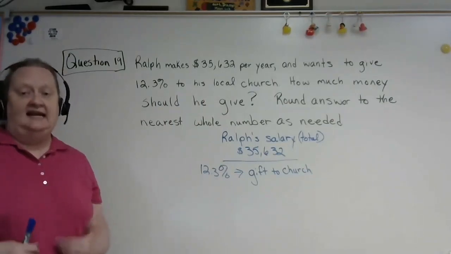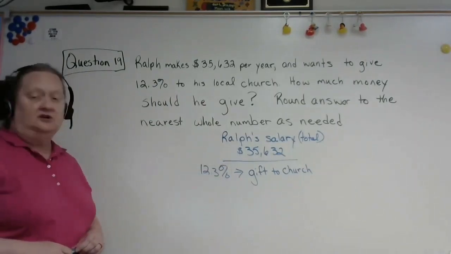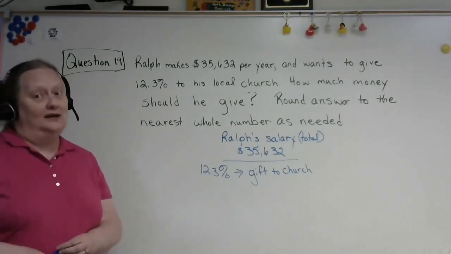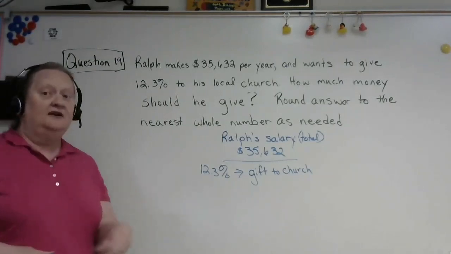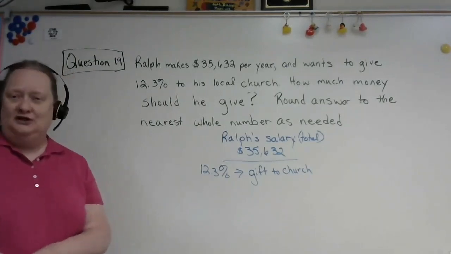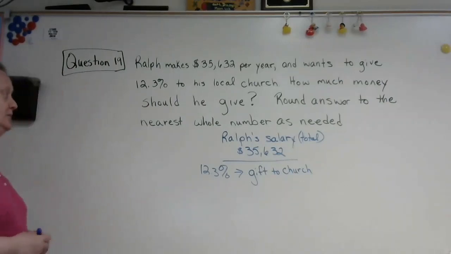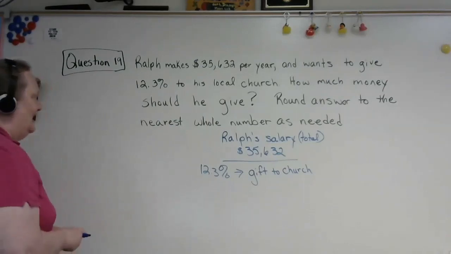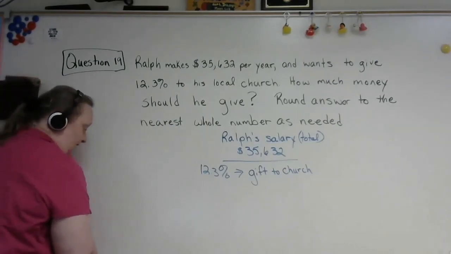So if we get an answer that's larger than the $35,632, we know that it's going to be wrong. If we get an answer that's very, very minuscule, we'll know that the answer is wrong. So we can use the size of the number to help judge whether we've made a mistake in our arithmetic. So let's do the proportion method.